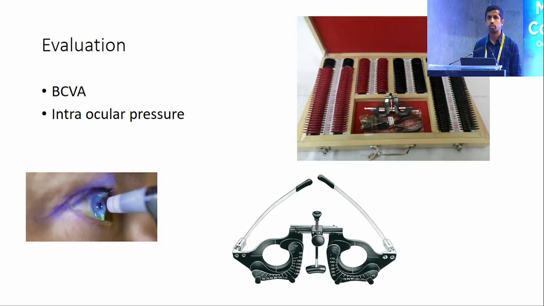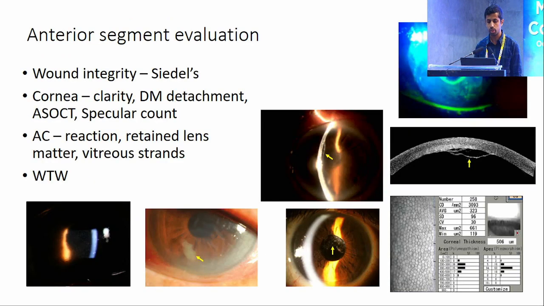In the evaluation, we have to note the best corrected visual acuity. Intraocular pressure should be documented. Coming on to the anterior segment evaluation, we should know the wound integrity. This can be performed through a simple Seidel test. In the cornea, we have to check for clarity. If any associated DM detachment is there, this can be confirmed on ASOCT. Specular count should be done to note the endothelial status.